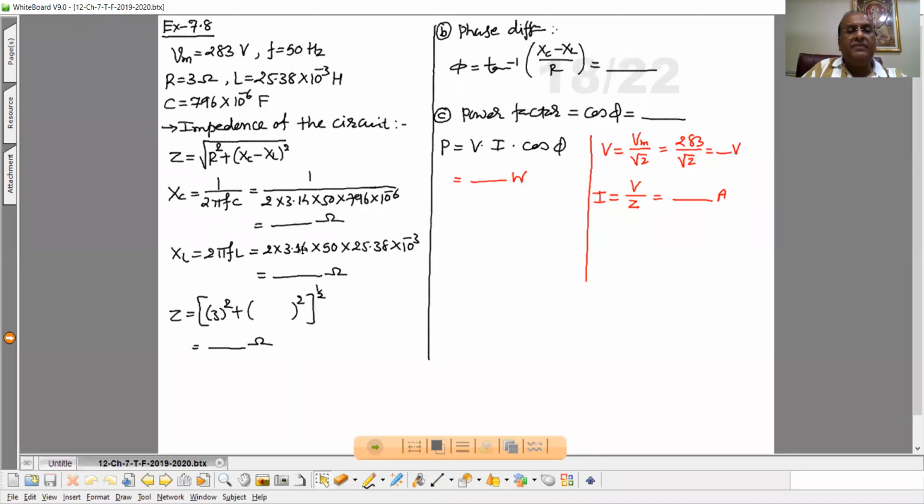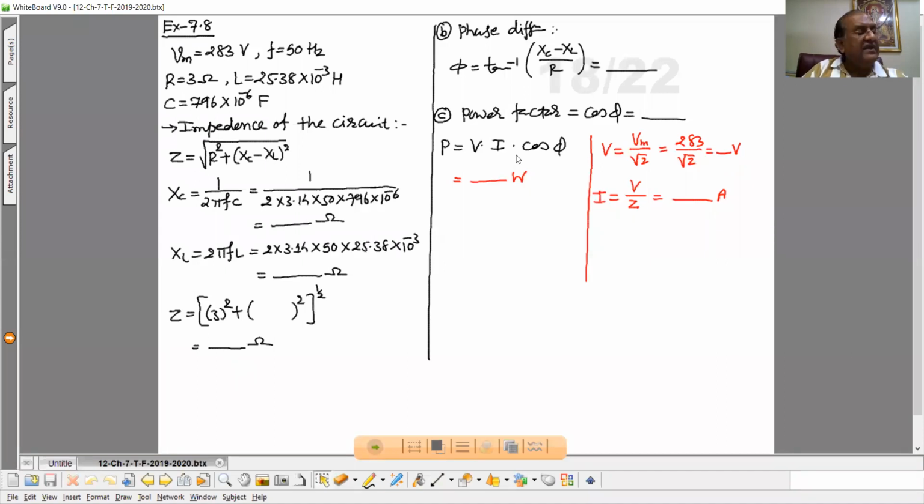So 2 pi, 3.14, f 50, L, 25.38 into 10 raised to minus 3, you will get this one. Clear? Then after that, Z, that is under root R square plus (XL minus XC) square, R that is 3. XL, XC we already calculated. So here, XL minus XC, whatever is the value, we have to substitute, and then after solving it, you will get the answer of Z.